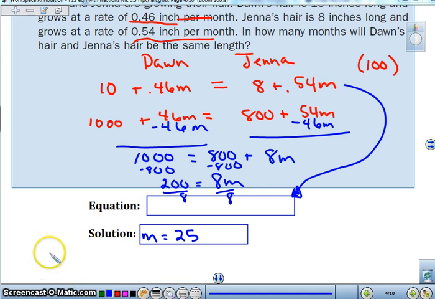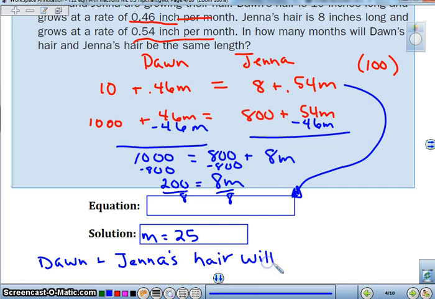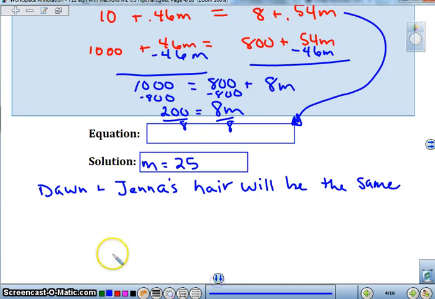So we would want to say, Dawn and Jenna's hair will be the same length, and we are just going to leave our answer in the same length in 25 months. So a little over 2 years if we are thinking about that.